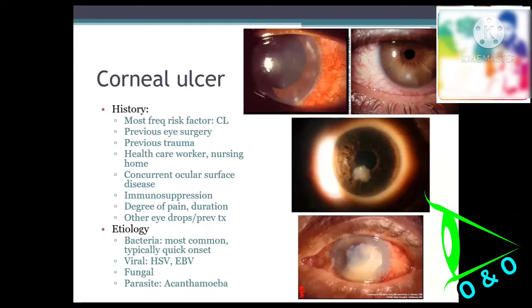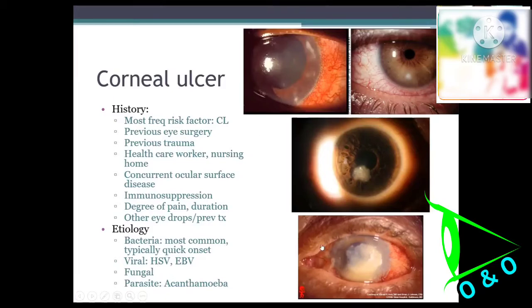immunosuppression. And by history, you want to get from the patient their degree of pain, how long they've been experiencing symptoms, any other eye drops that they've used, or did they seek care at a primary care doctor or an optometrist for treatment with any other drops. Bacterial etiology is the most common etiology. It's typically a very quick onset, but you can also get viral corneal ulcers, fungal, and parasitic.